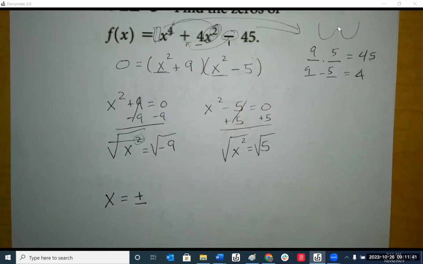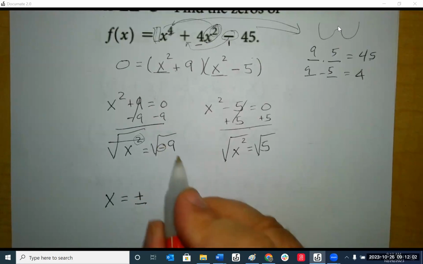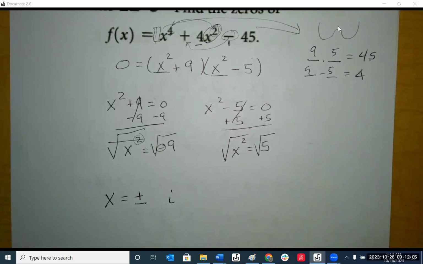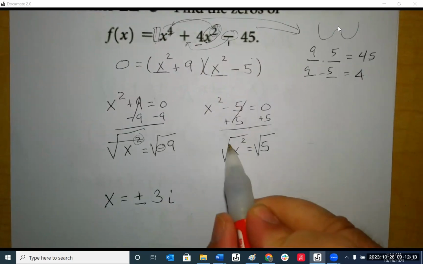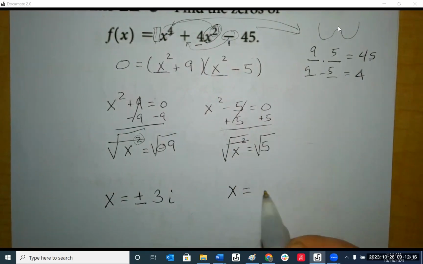The square root of negative 9 is what? Negative 3 times negative 3 is positive 9. Remember when we talked about complex numbers? Because there's a negative there, there's an i. So the square root of 9 is 3. So there's plus or minus 3i. And x equals plus or minus the square root of 5.